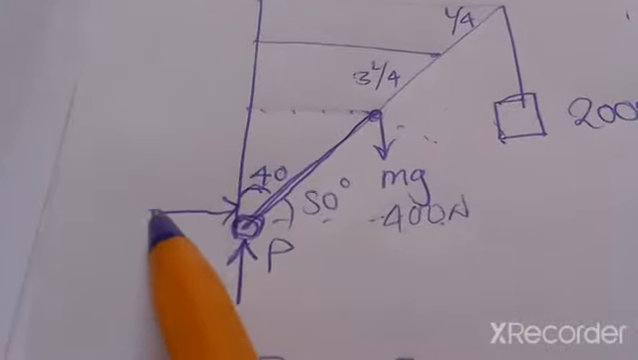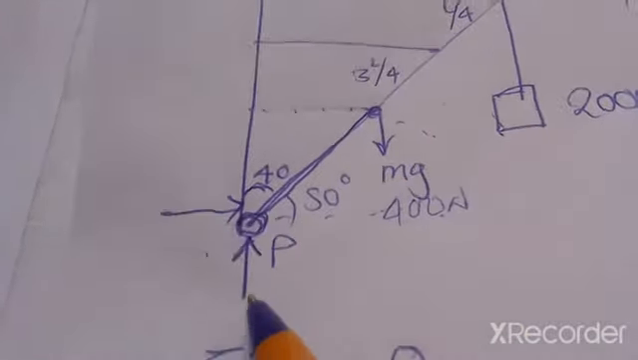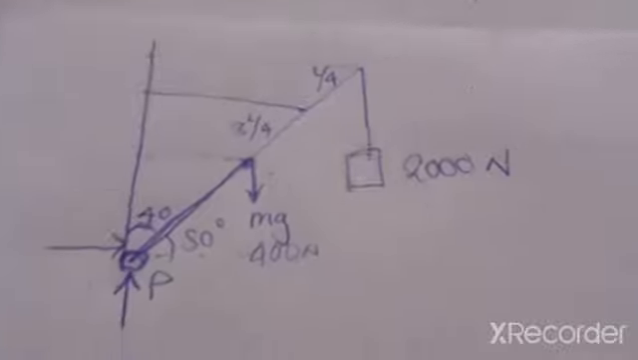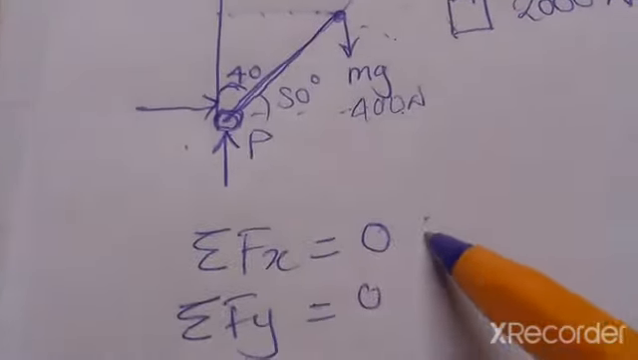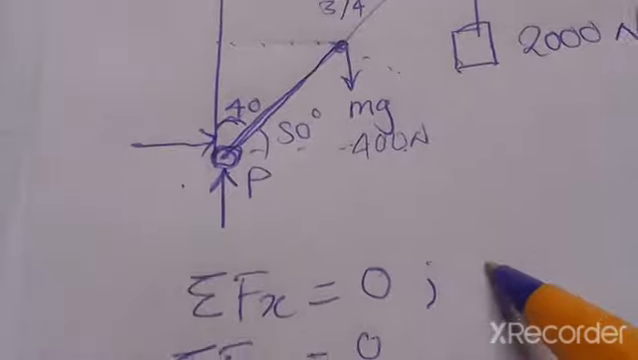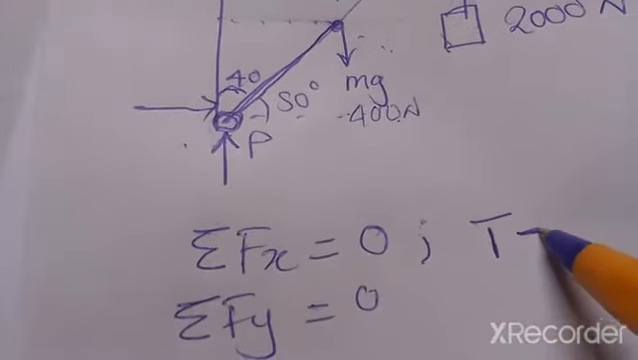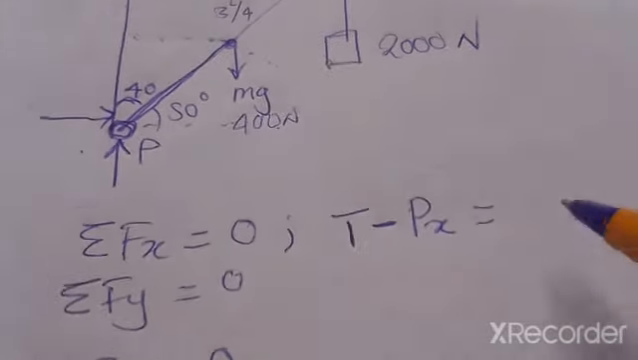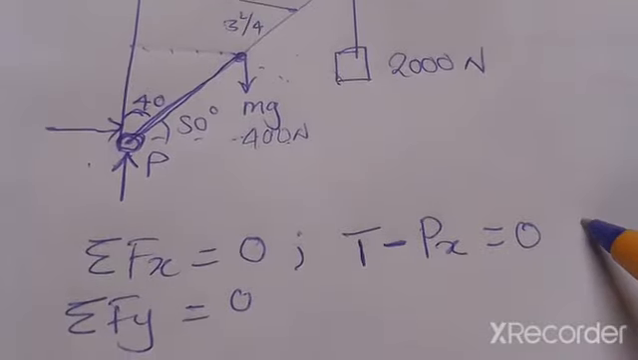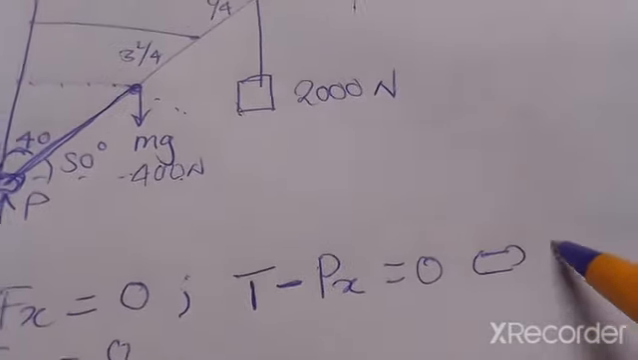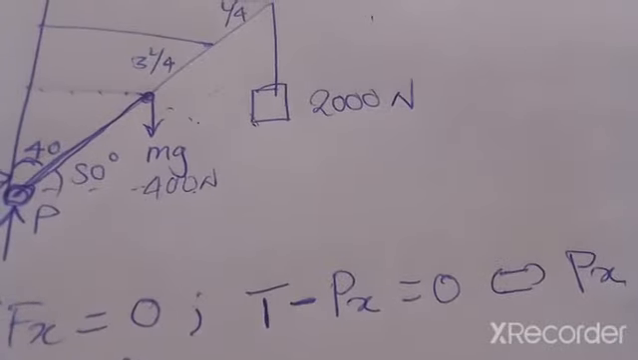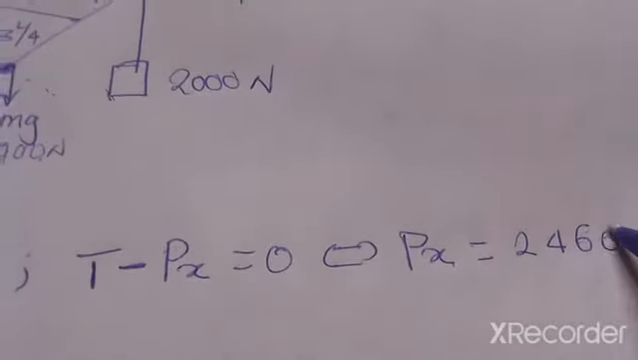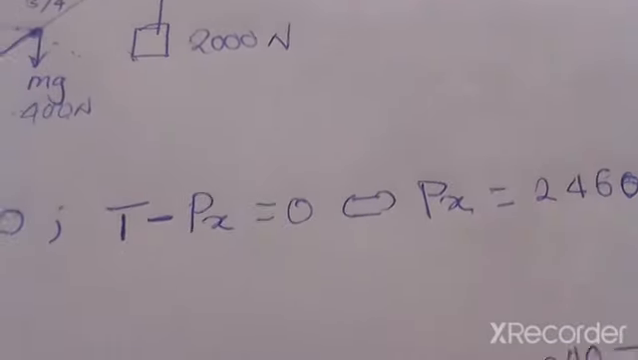Now, if you take note, we've got two forces. We've got the force in the X and we've got the force in the Y. So let's start by finding the force in the X. The force in the X, we are going to calculate it from the top here, where we know that to find the forces in the X, it will be the tension minus the force at P, which is Px, giving us 0. Okay, meaning that the force at Px is going to be equal to 2460 newtons, since that's the tension we found.